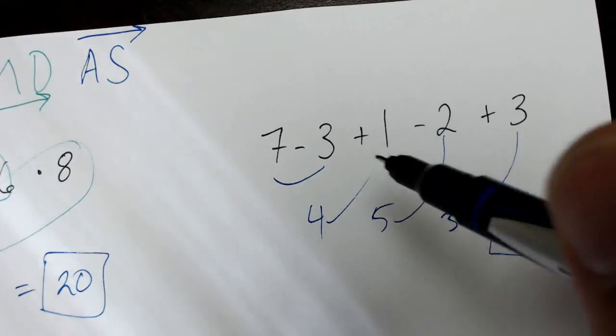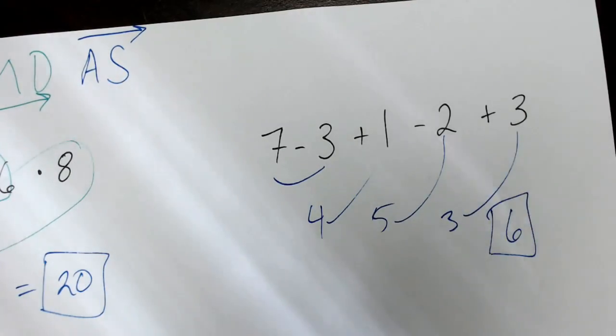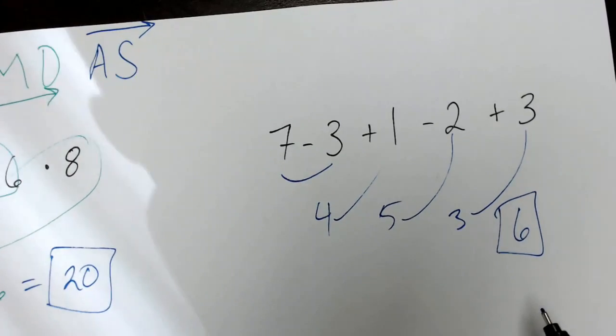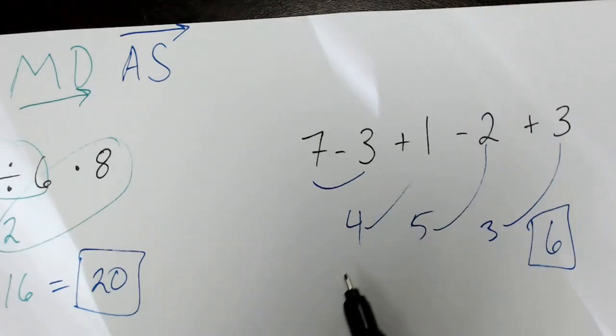Actually, I want to double check this. I feel like I made a mistake. 7 minus 3, 4. Yep, 4 and 1, 5. 5 minus 3, 3, and 3, 6. Okay, good. So it's pretty simple. When you encounter equals, you just solve them from left to right.